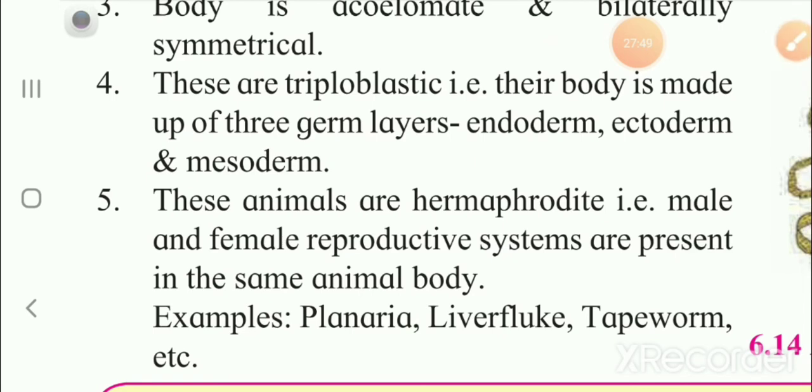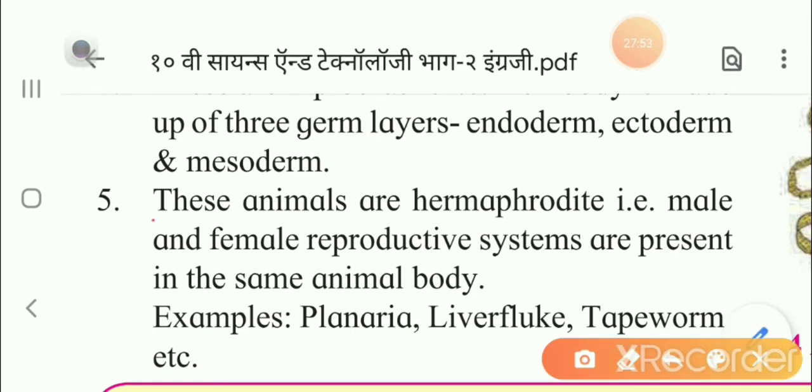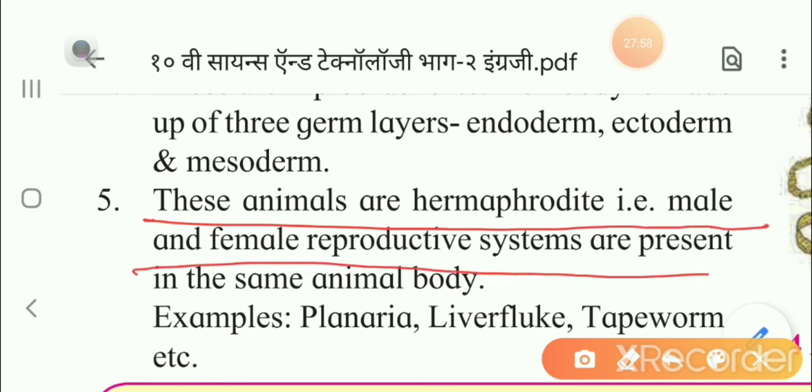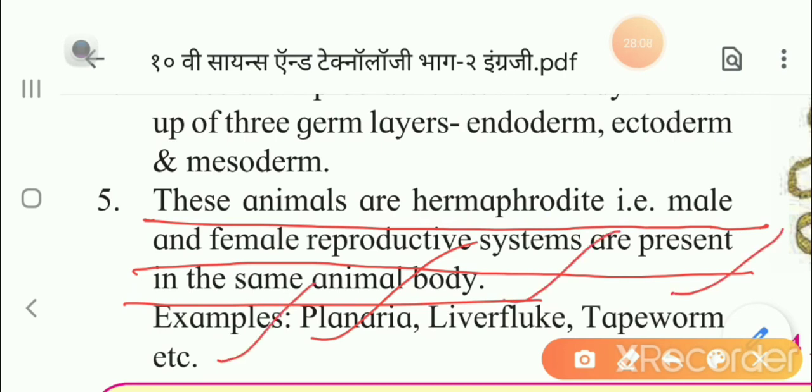These animals are hermaphrodite. This point you have to keep in your mind. This is a very important point. That is, male and female reproductive systems are present in the same animal body. Now, what are the examples? Planaria, liver fluke, tapeworm, etc. These all are examples of this.